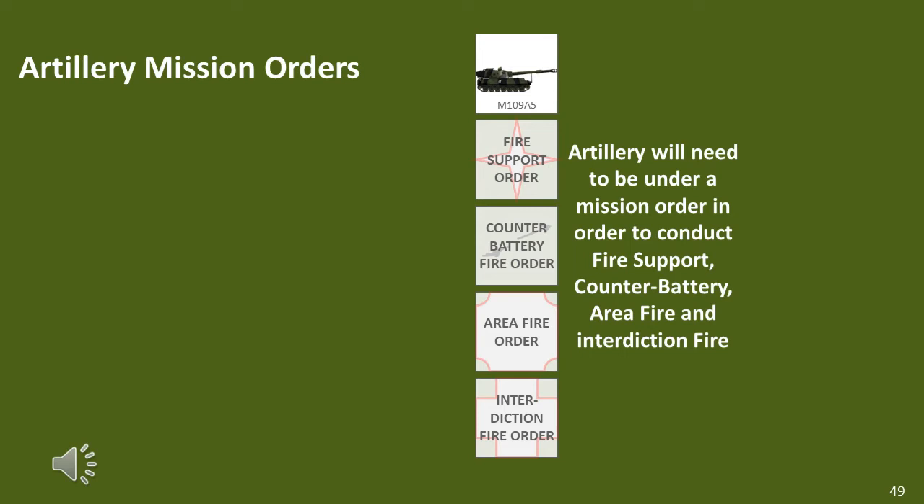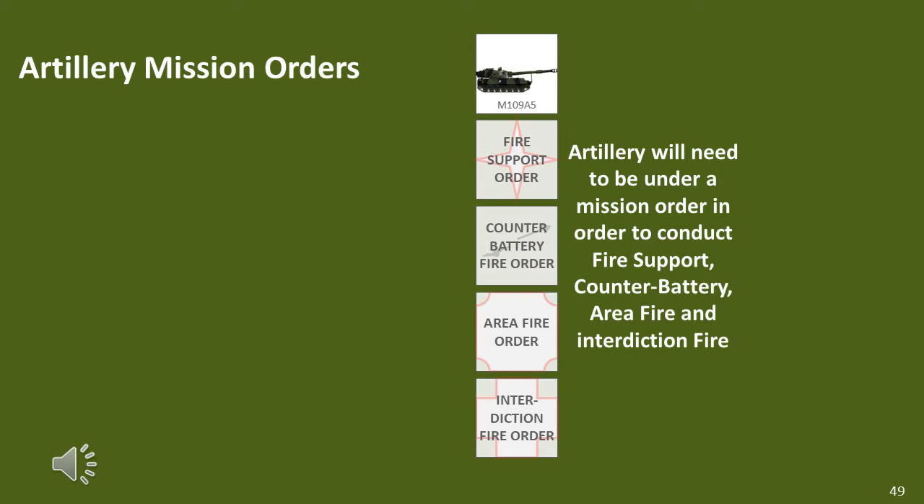In the case of area fire and interdiction fire, these mission orders are pre-planned and the owning player needs to take no action to make this occur. Thus, if an artillery element was under a fire support mission order and on game turn 2 it was to fire an area fire mission, this would automatically change to area fire in game turn 2 and then automatically change back to fire support on game turn 3. Thus, the only 2 orders a player needs to consider are fire support missions or counter battery missions.